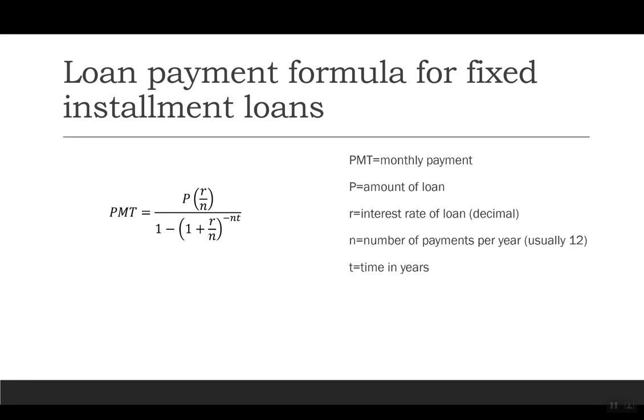What you can see is we have PMT, which is the payment, is equal to P, the amount of the loan, times R over N, where R is the interest rate, and once again we're going to write that as a decimal. Then N is going to be the number of payments per year. This is usually just going to be 12. We're going to make monthly payments. Then we have divided by. So we have this big denominator, that's 1 minus, I have parentheses 1 plus R over N, and then that's raised to the negative NT.